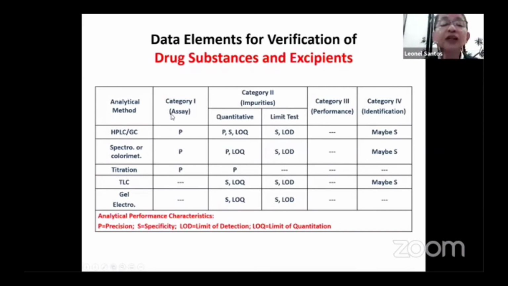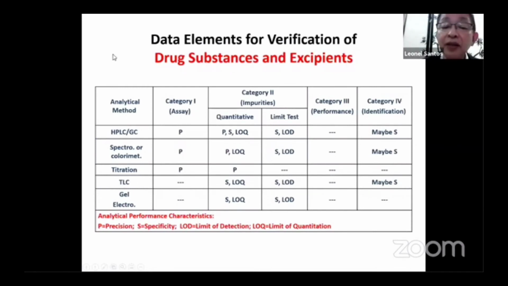So for example, if you are doing a verification of the product using the assay method and your analytical method is HPLC, you only need to do precision. That's all you need to do. For category 2, for impurities, for a quantitative method using an HPLC method, you have to do precision, specificity, and limit of quantitation. Same thing with category 4 identification, but category 3 performance for drug substance and excipients is not applicable.